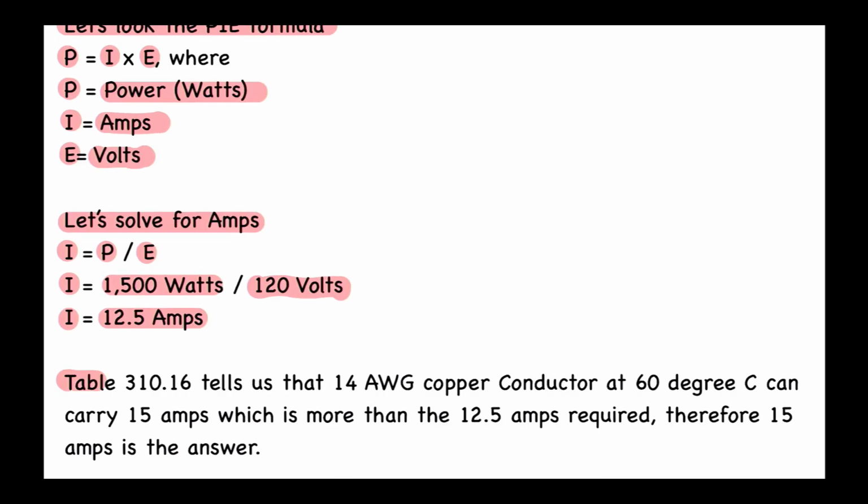All right, so next step. We're going to take a look at Table 310.16. That tells us that a 14 AWG conductor at 60 degrees C can carry 15 amps, which is more than the 12.5 amps required. Therefore, 15 amps is going to be the answer. Again, Table 310.16 in the 2017 code book was Table 310.15(B)(16). In the 2020 code book, it's Table 310.16. I call that the ampacity table. That's the one that I use most of the time, and that's my favorite table.